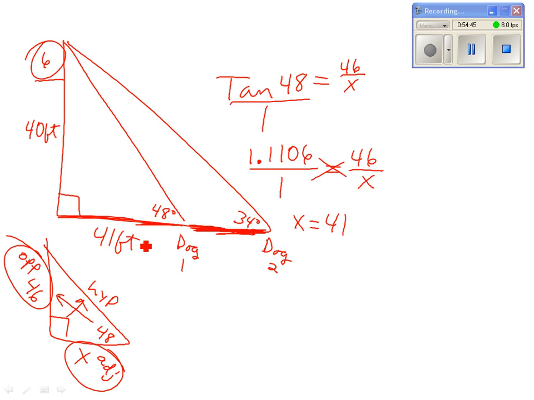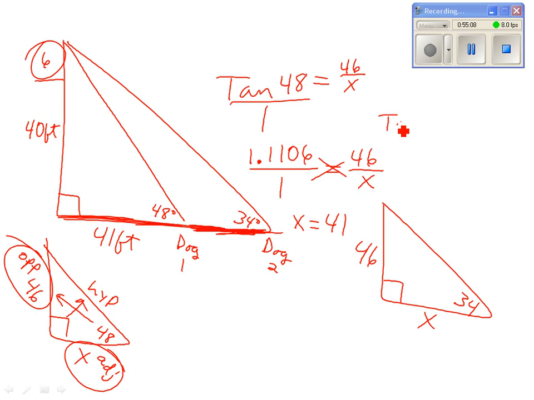Well, we don't want to know that. We want to know the distance between the two dogs. What else are we going to have to find? The second triangle. This time we're going to find how far the second dog is. We know that that's 34 degrees. Still 46 over here. We're looking for this. Is it going to be the same setup? Yeah, except this time it's tangent of, what's our angle? 34. Put that over 1 equals 46 over x again.